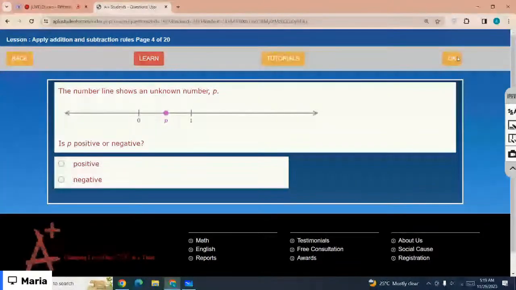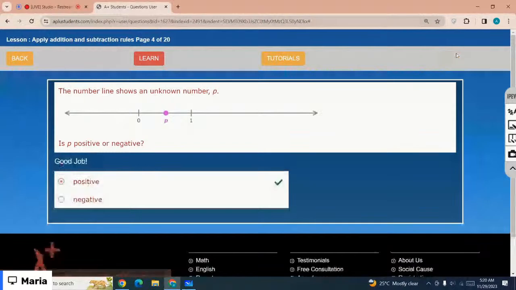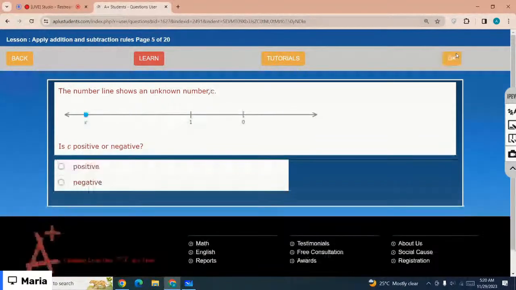0 is on the right hand side of the p. That means that is positive. Very good. Okay, the number line shows an unknown number c. Is c positive or negative?